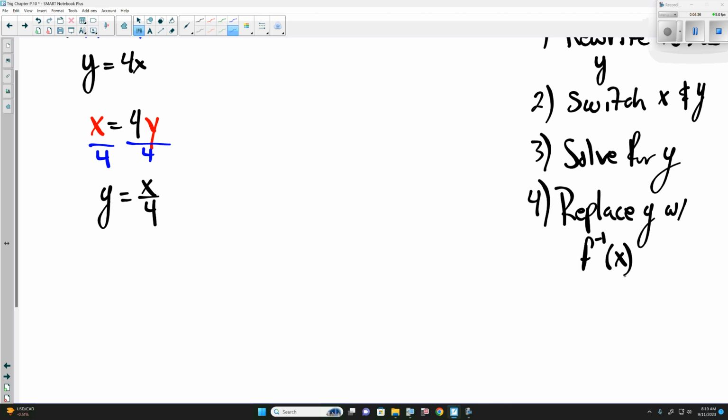And as an anecdote, w with a slash is with. If you put an O after the slash, you all know what that is? Without. With and without. So, lastly, f inverse of x is x over 4. That's it. Questions on this here?